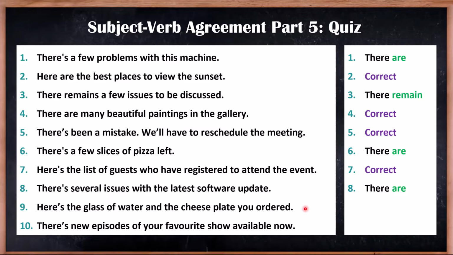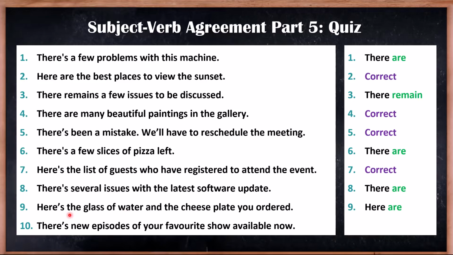Now, number 9 is a tricky one. Grammatically, it should be here are the glass of water and the cheese plate you ordered. Now, that sounds quite strange, and that's because in normal English conversation, we would likely say here's the glass of water and the cheese plate you ordered. So if you are speaking in English, it's quite common to just say here's and then list the item, even if it's multiple items, because it's just more natural.